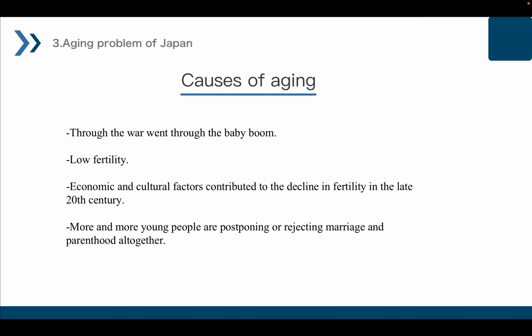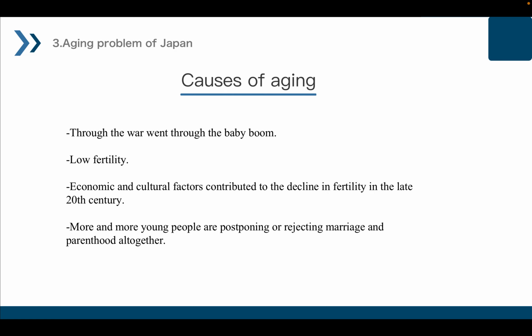I found out on a statistics website that Japan's population began to decline at the end of the 20th century, mainly due to economic and cultural factors. In 2014, the population was estimated to be 127 million. If current population trends continue, this figure is expected to fall to 107 million by 2050.